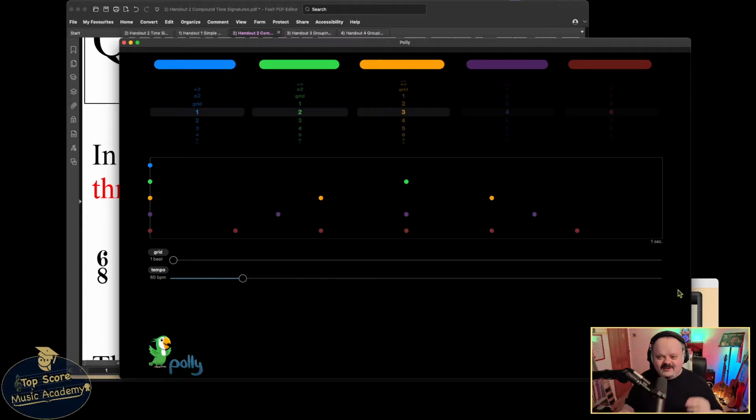Count it out so you have 1 2 1 2 3 1 2 3 1 2 3 1 2 3, 1 2 1 2 1 2 1 2 1 2 3 1 2 3 1 2 3 1 2 3, 1 2 1 2 1 2 1. It's quite tricky to do.